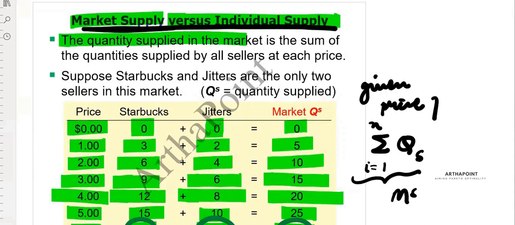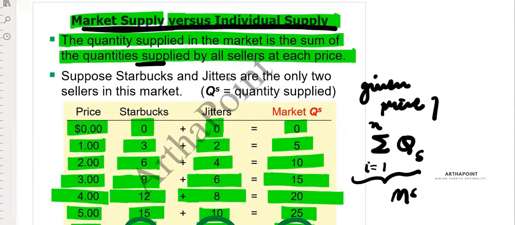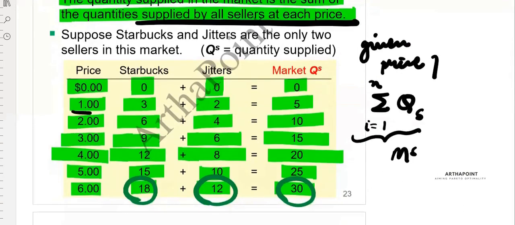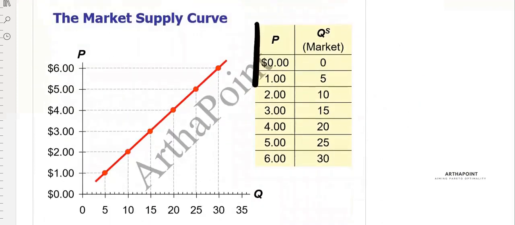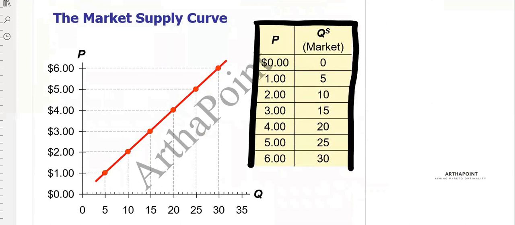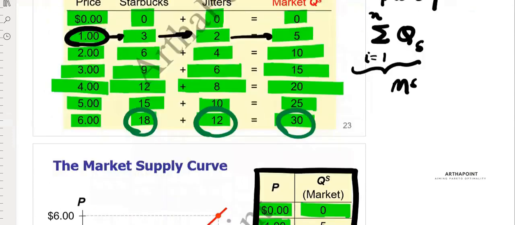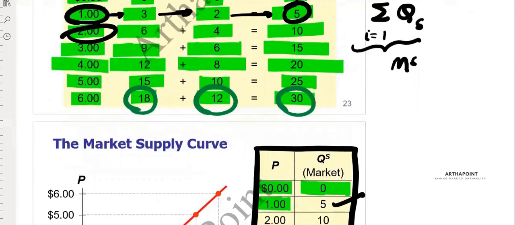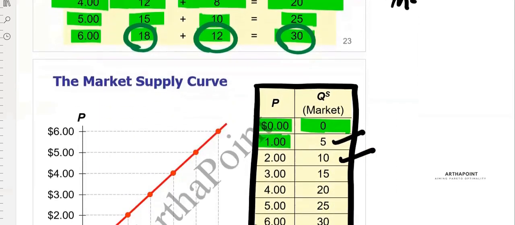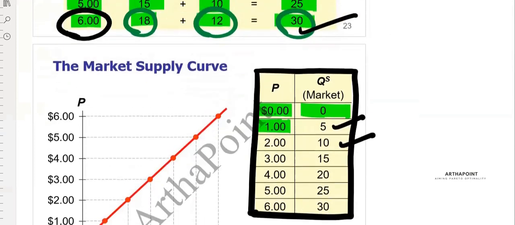So the quantity supplied in the market is the sum of the quantities supplied by all the sellers at each price. So at a given price, the supply by different sellers together gives us the market supply. When we show this total market supply in a schedule, this becomes the market supply schedule. So at 0, nobody was selling, so 0 units. At 1, the total market had 5 units of lattes, so 5. At 2, the market had 10 units of lattes, so 10. At 6, the market had 30 units of lattes, so 30.